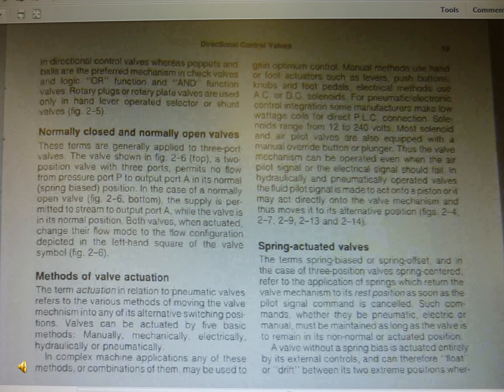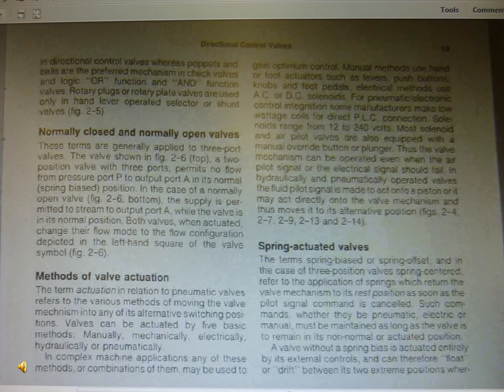In the case of the normally open valve, the supply is permitted through to the output port A while the valve is in its normal position. Both valves, when the actuator changes, move to the other flow configuration. The method of valve actuation in relation to pneumatic valves refers to the various methods of moving the valve into any of its attended positions.